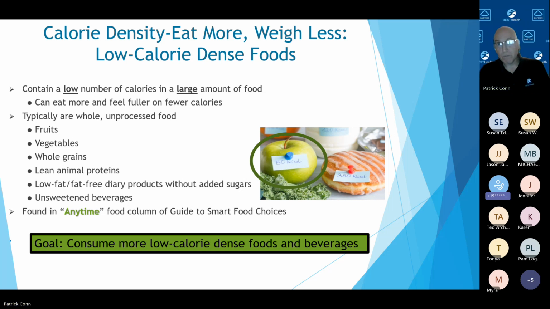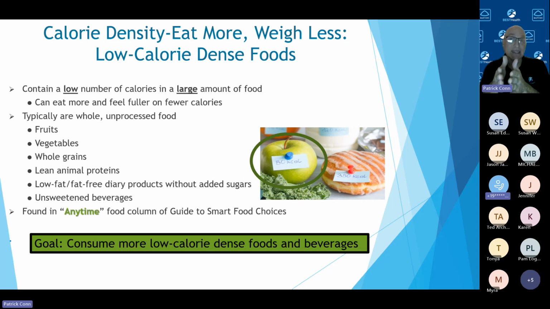Now, your low calorie dense foods are typically found in the anytime column of your guide to smart food choices. So your goal would be to consume more low calorie dense foods and beverages. Again, when you do that, like it said up at the top, you're going to eat more and feel fuller on fewer calories.